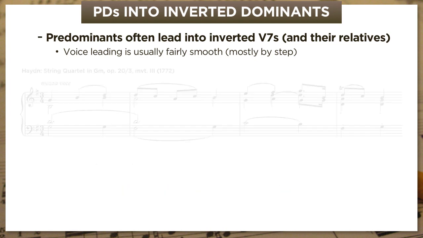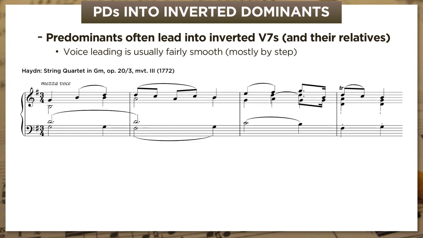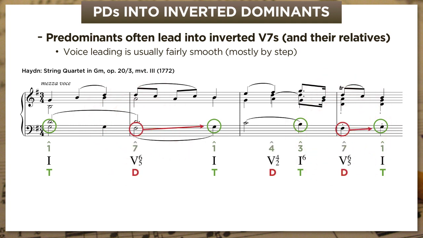Here's another example. This is from Haydn's Opus 20 string quartets. This passage is anchored by 4 tonics, 3 of them in root position, 1 in first inversion. And Haydn approaches each of these using an inverted 5/7 with a tendency tone in the bass. We've got 2 instances of 5/6/5 leading into root position tonic, and 1 instance of 5/4/2 moving into 1/6.